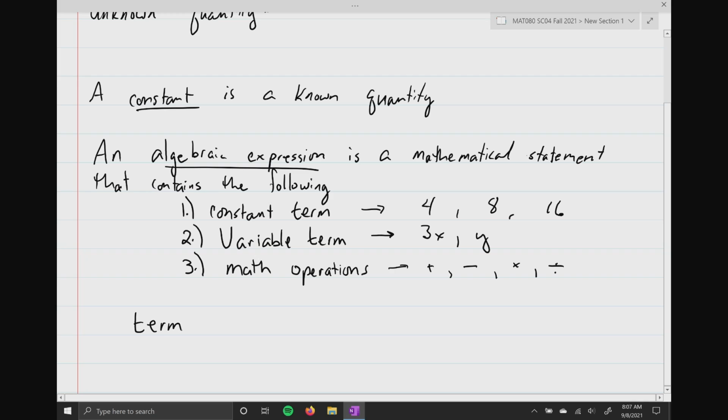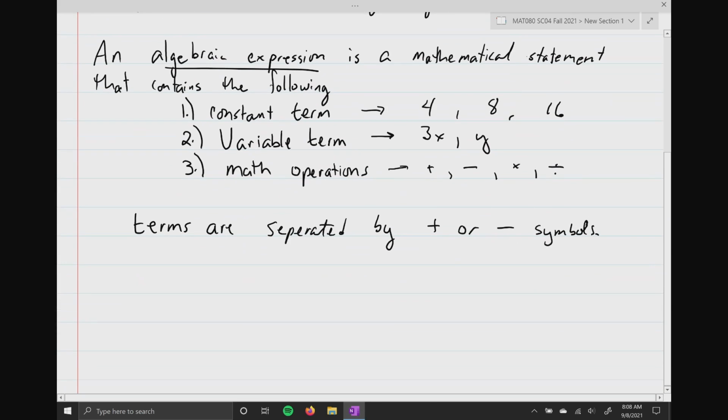Okay? Now, when we say term, like constant term or variable term, terms are separated by either the addition symbol or the subtraction symbol.